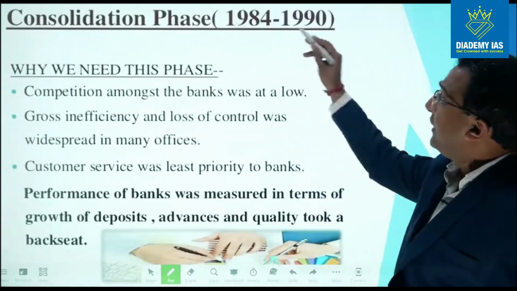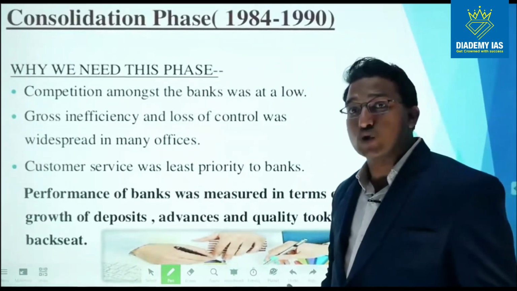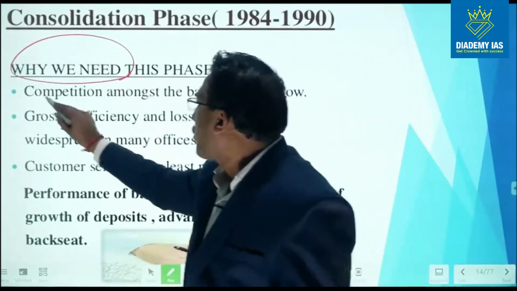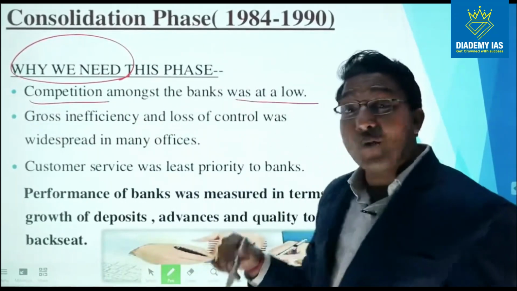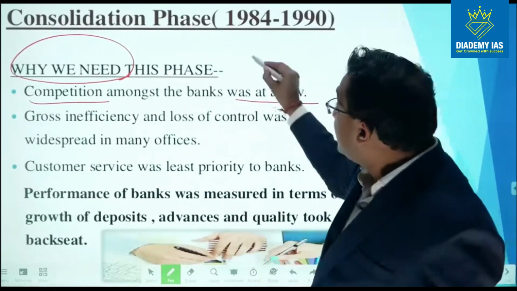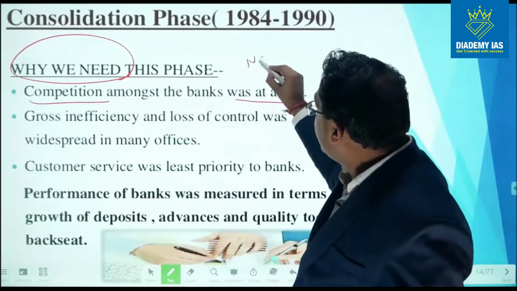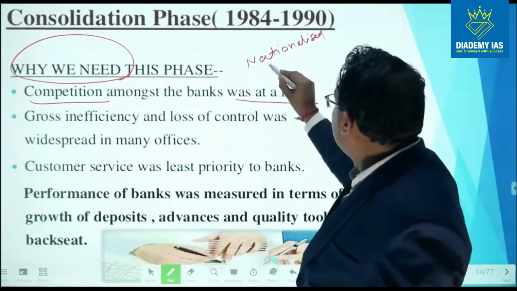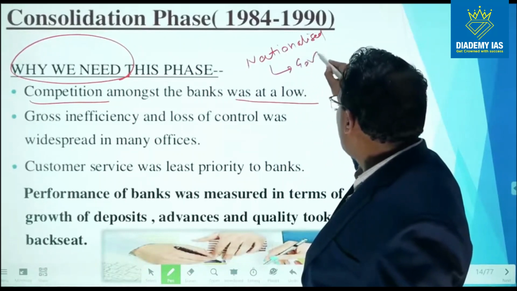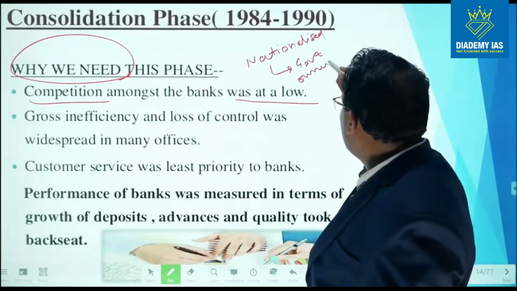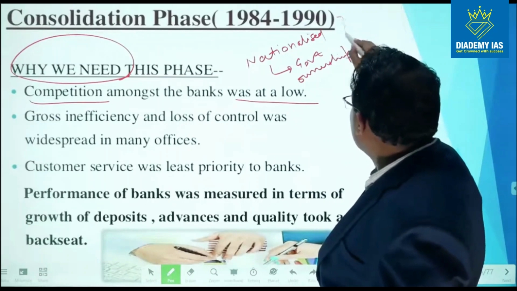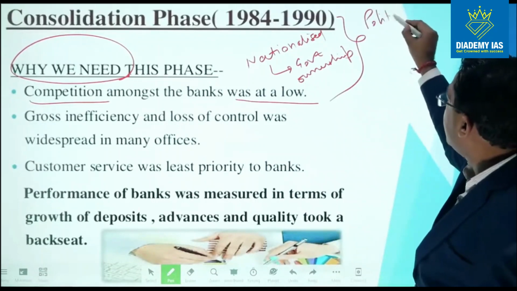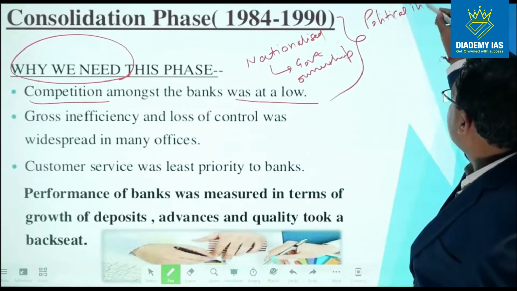Now, from 1984 to 1990, it was the consolidation phase. Why did we need this phase? Because the competition was declining. Why was the competition declining, right? The reason was that the majority of the banks were nationalized. That means there was government ownership, and when there is government ownership, there are some issues. The issues of unnecessary political interference, right? So there is political interference.